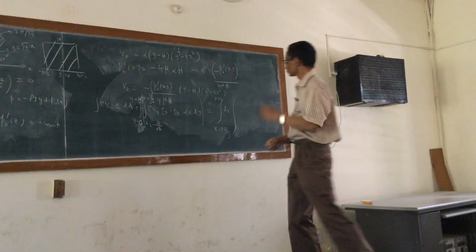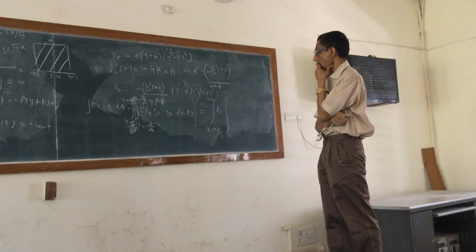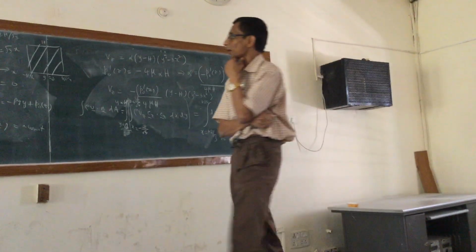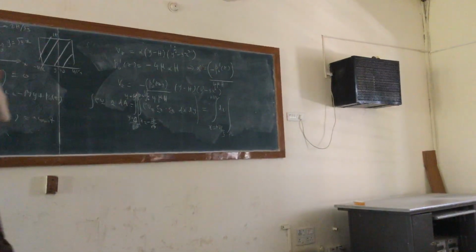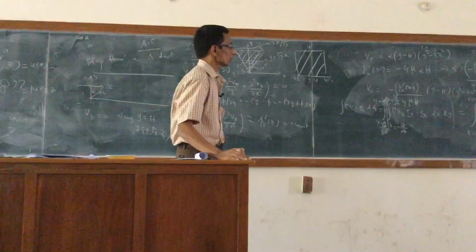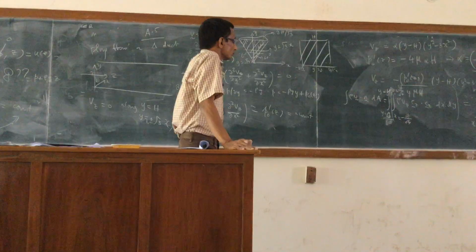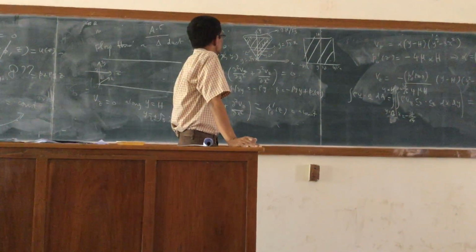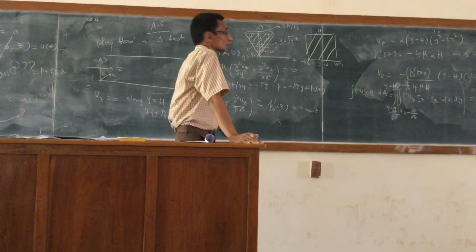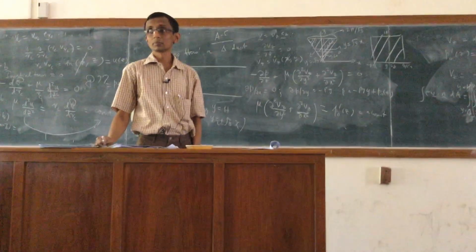Minus root 3x. No, y is varying like this, no, no, vertical direction. Yeah, root 3x or minus root 3x to h. y varies from root 3x to h.